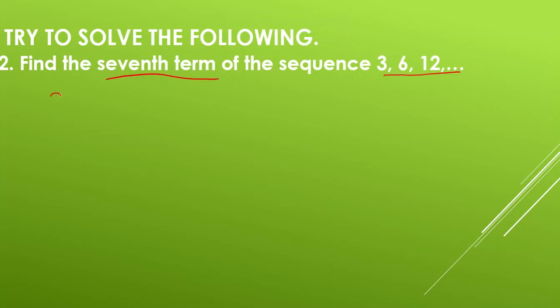So we know that we will be looking for the seventh term. Our first term is 3. But we don't know yet what type of sequence this is. It is not stated in the problem. So we will try to see if this one is geometric. So 12 divided by 6 is 2. 6 divided by 3 is 2. And since you have a common ratio, then that is geometric. So your common ratio is 2.